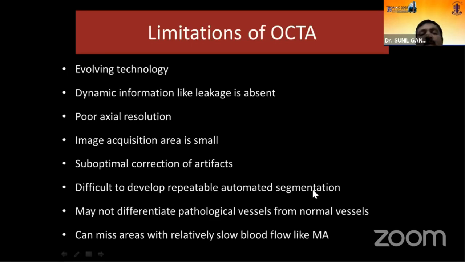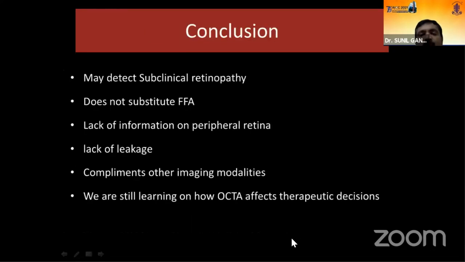The level of lesions sometimes can be missed. It may not differentiate pathological vessels from normal vessels. It can miss areas with relatively slow blood flow like microaneurysms.